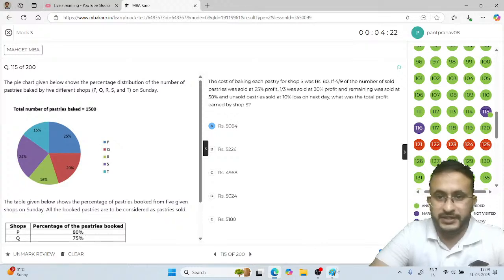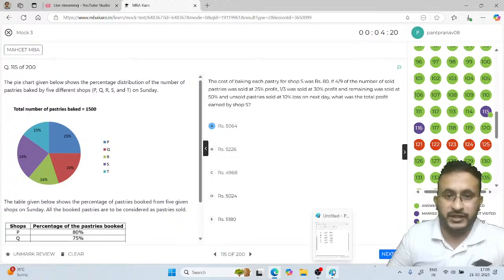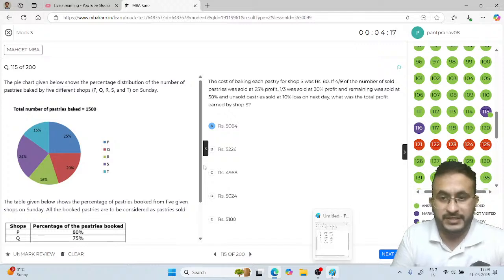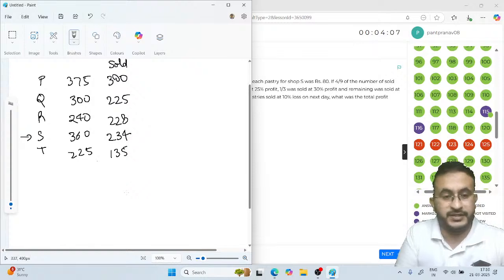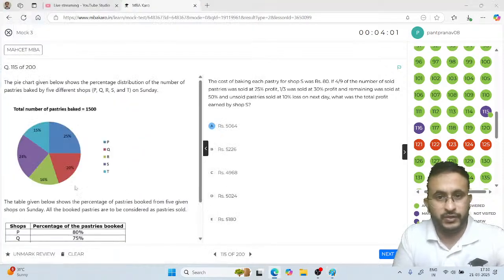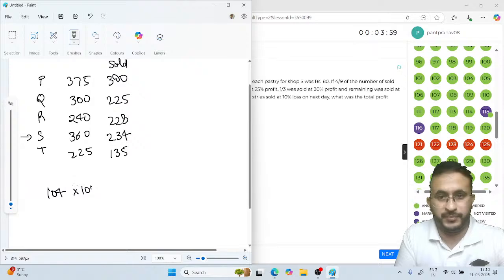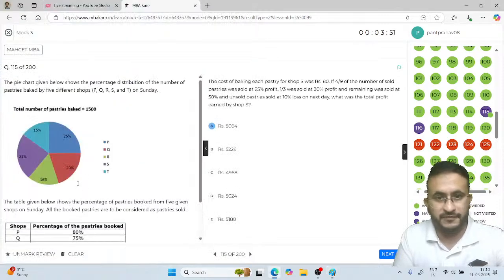It says the cost of baking each pastry was 80. Four ninths were sold at S. So we are dealing with shop S. So 4 by 9, so 9, 26 into 9, 104 were sold at 25% profit. So were sold at 100 rupees. One third, one third is 78, were sold at 30% profit. And the remaining was sold at 50% profit, it should be.